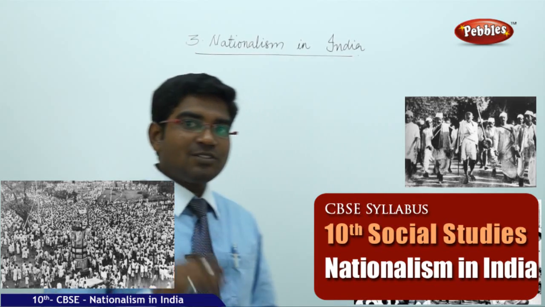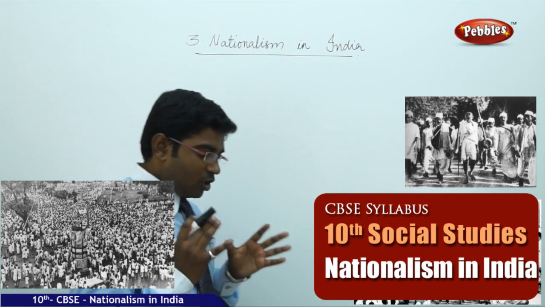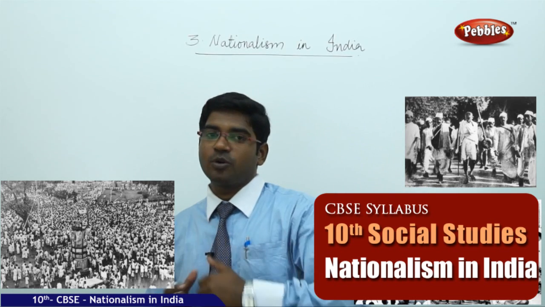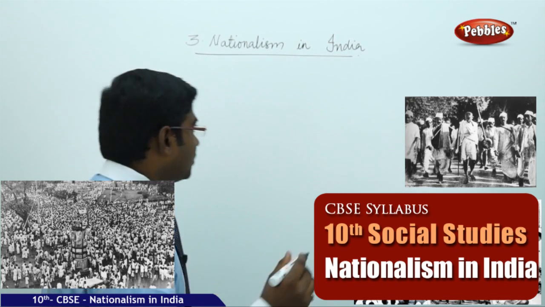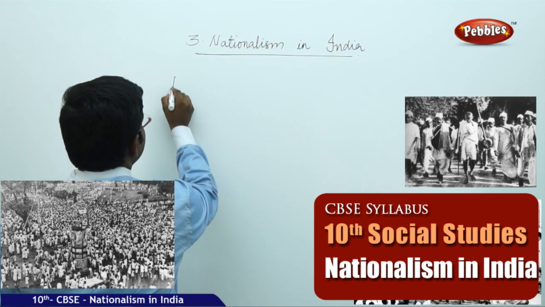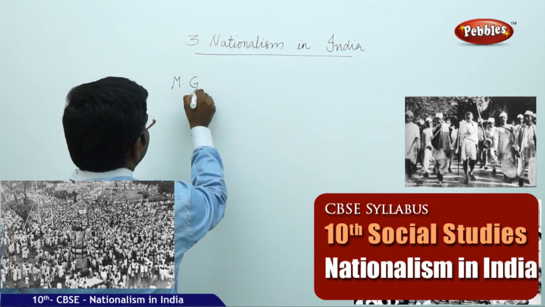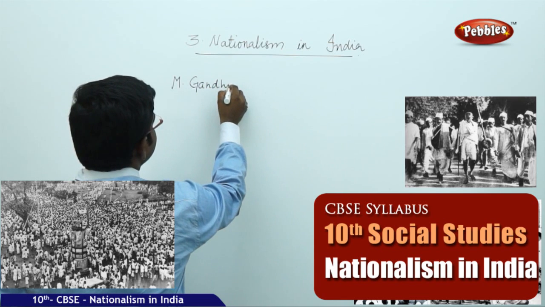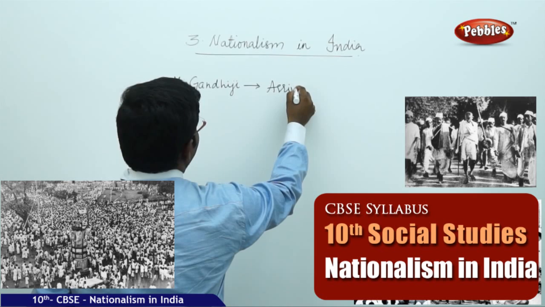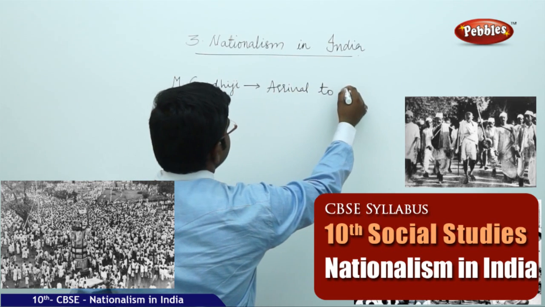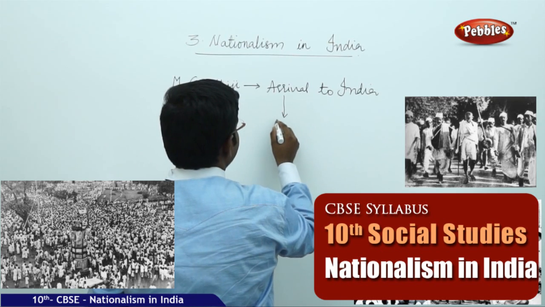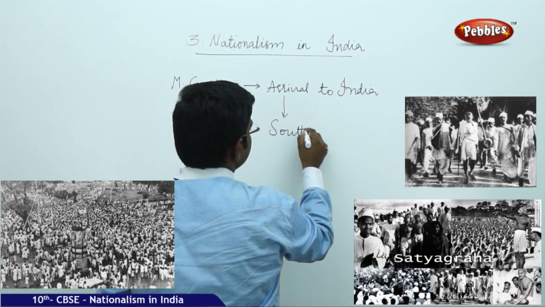So, nationalism in India was a theme we were discussing before also. How did nationalism make progress? When we talk about nationalism in India, we discussed the role of Mahatma Gandhiji's arrival to India. From where did he come? He came from South Africa.